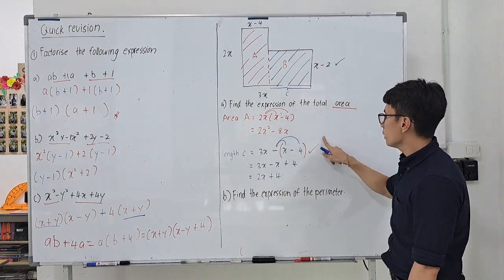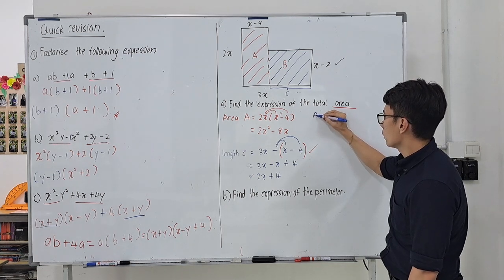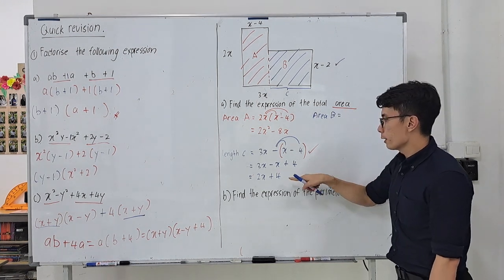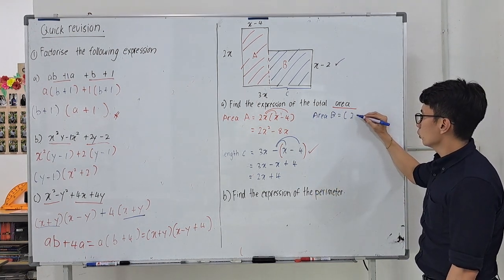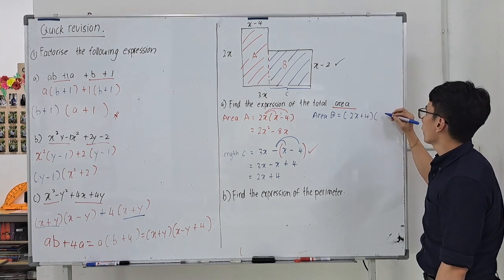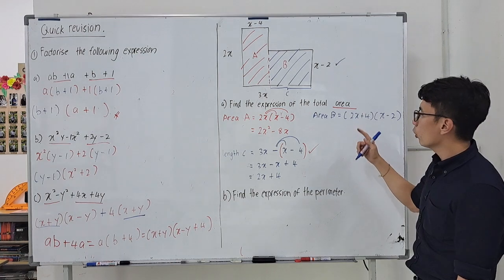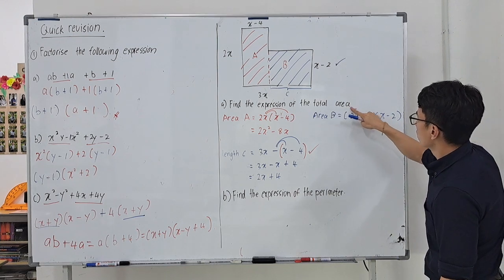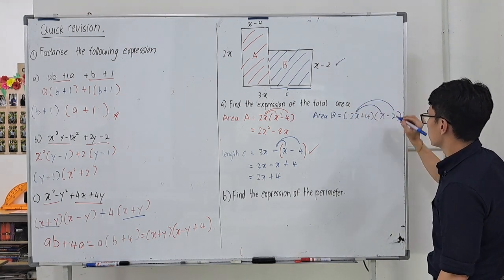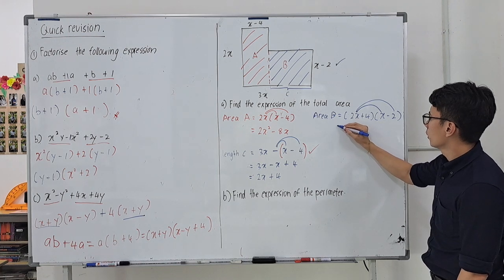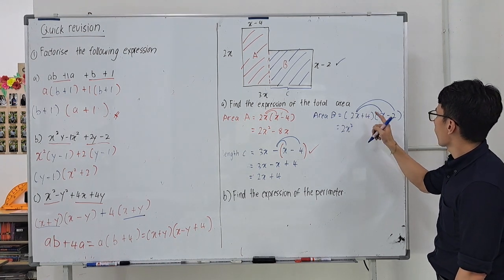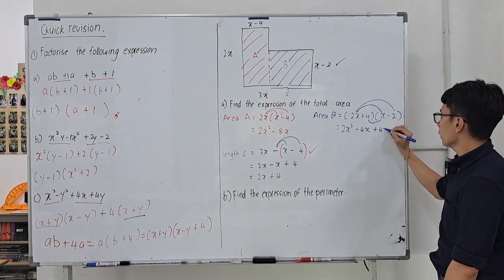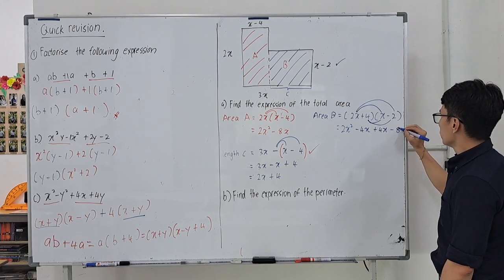But I want to find the area of B. So I can proceed here with area B. So that's my base, which is 2x plus 4, and my height is x minus 2. And all I have to do is to multiply this by doing expansion. So let me do the first part. This times this, so I should get 2x squared minus 4x. And then I will do the bottom one. I will get 4x and I will get negative 8.